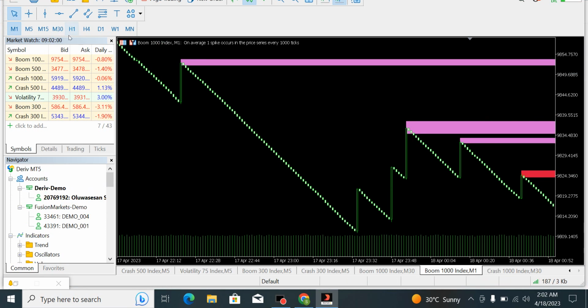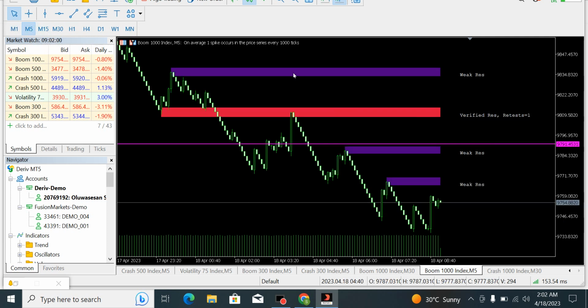Okay, so after dragging it to the chart, it's going to appear on the chart like this. So let me take it back to a higher time frame so that we get to see how it looks like. Okay, you can see it right here.